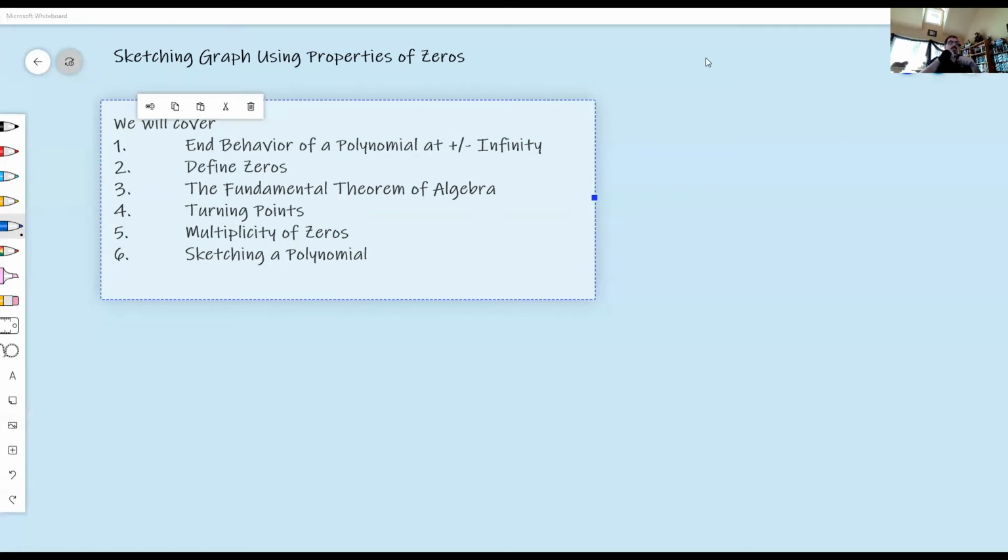Today we're going to be talking about sketching a graph using the properties of zeros. We're going to cover about 6 things here. We're talking about the end behavior of a polynomial at plus or minus infinity. We're going to define zeros, talk about the fundamental theorem of algebra, what that means to us, turning points, and then multiplicity of zeros. So then we're going to sketch a polynomial.